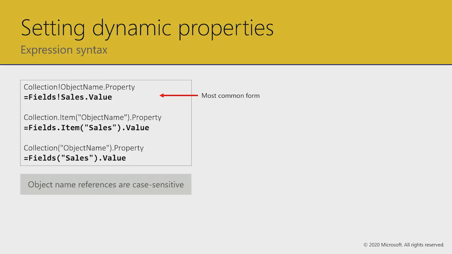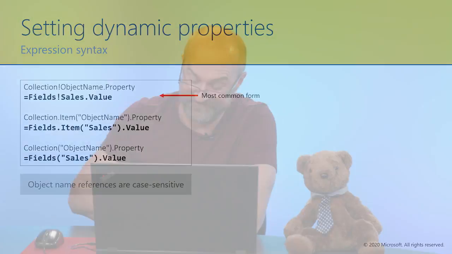The note that I've included in the slides, really important, is that any references to items and names in your report are case sensitive. So if sales has a capital S, then you need to use a capital S. If it's lowercase s, you'll need to use lowercase s. Yes. All right, here's some examples.